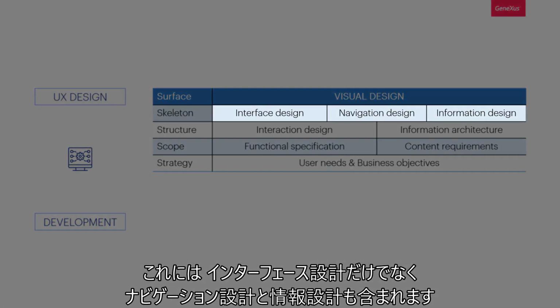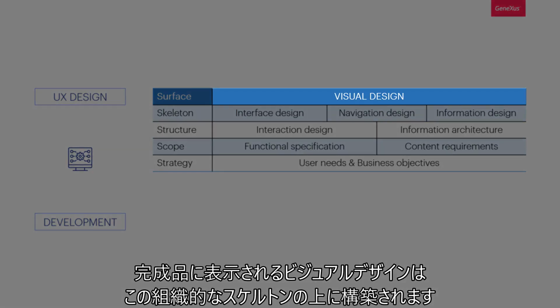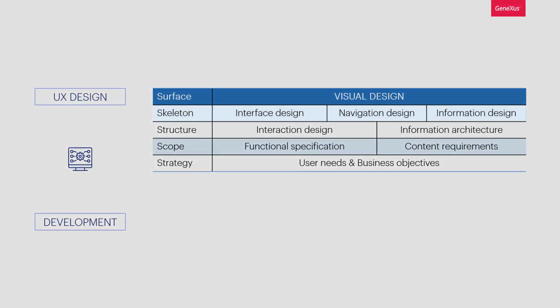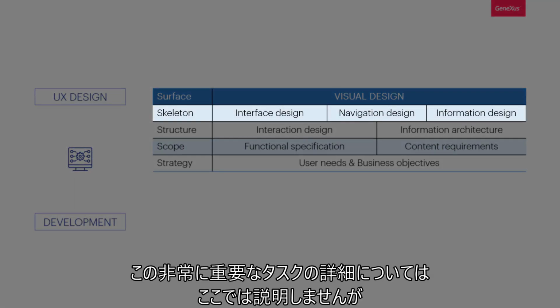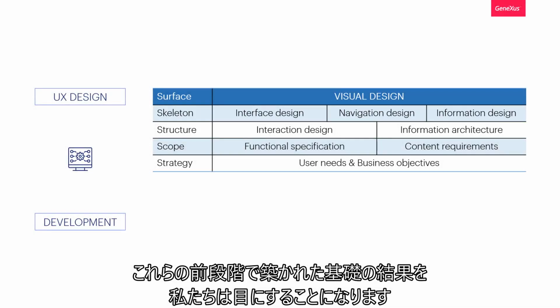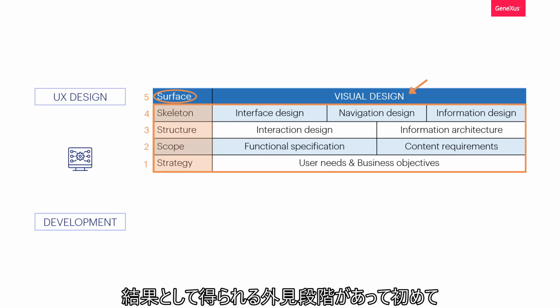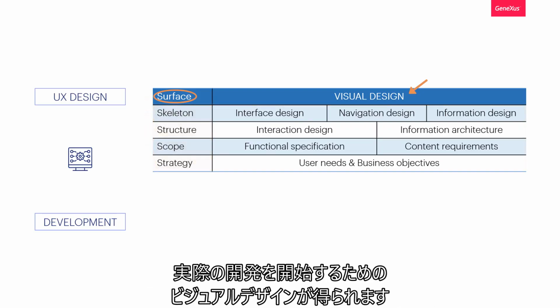This includes the interface design, as well as the navigation and information design. The visual design we see in the finished product is built on this organizational skeleton. Although we won't go into details of this very important task here, we can realize that we'll end up viewing the result of the foundations laid by these previous stages. Each one is the basis for the next. Only with the resulting surface stage will we have the visual design to start the actual development.